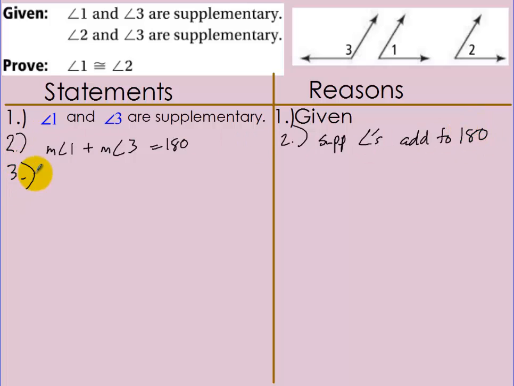All right, step number 3, I can just add that angle 2 and angle 3 are supplementary.